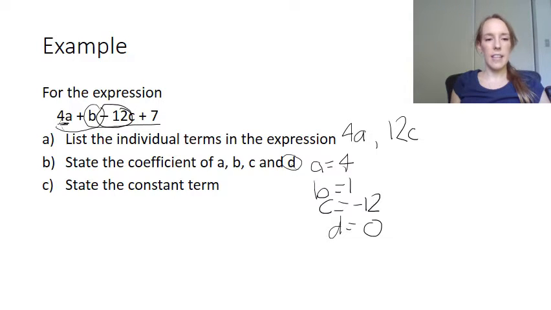And the last one says, state the constant term. Remember, a constant term is just a number that doesn't have any variable by it. So our constant term for this question is going to be 7. Because here we've got 7 all by itself, not attached to a variable.